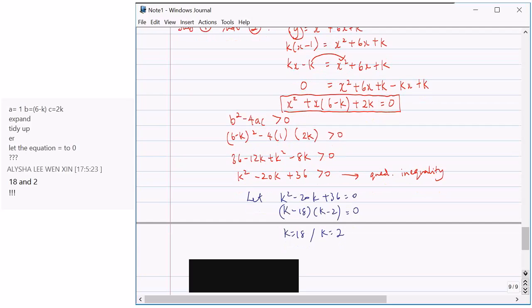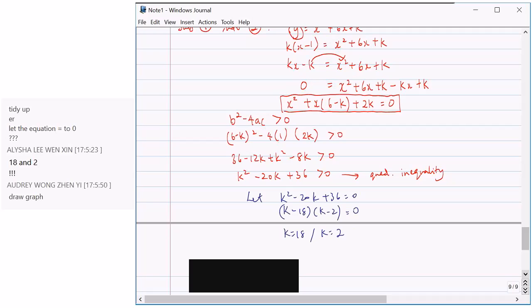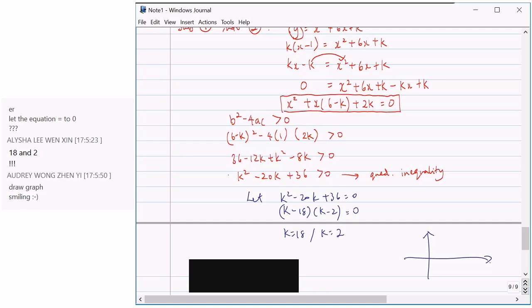Next, what do I do? Nice, draw graph. So let's draw a graph. The graph is here. Smiling or frowning? Always check the inequality you are looking for. Yep, smiling. The K is 2 and 18. These are the roots. Smiling curve. Go back to the inequality. I'm interested in bigger than 0. So we're interested in the positive ends, the positive sides of the graph.